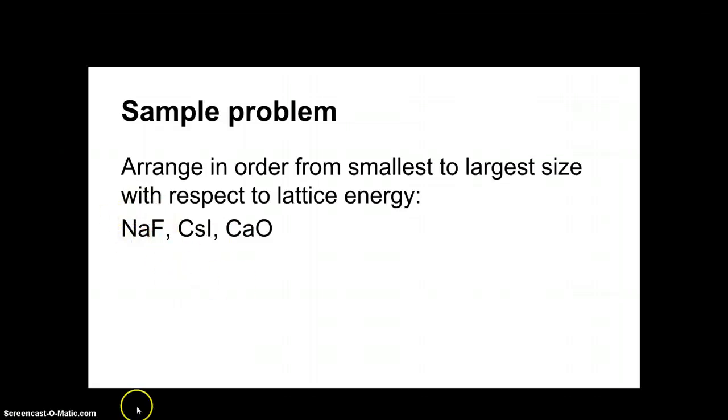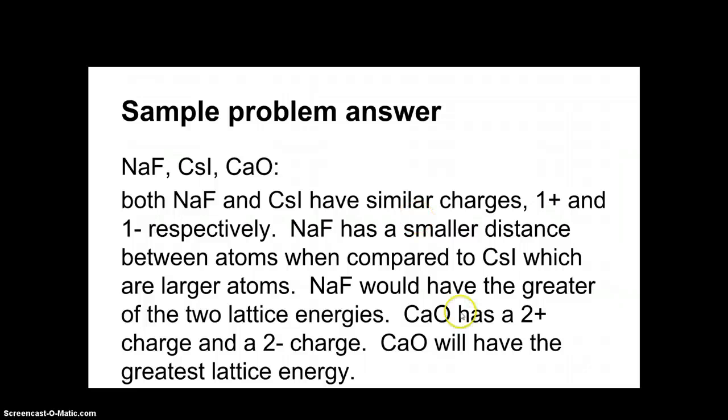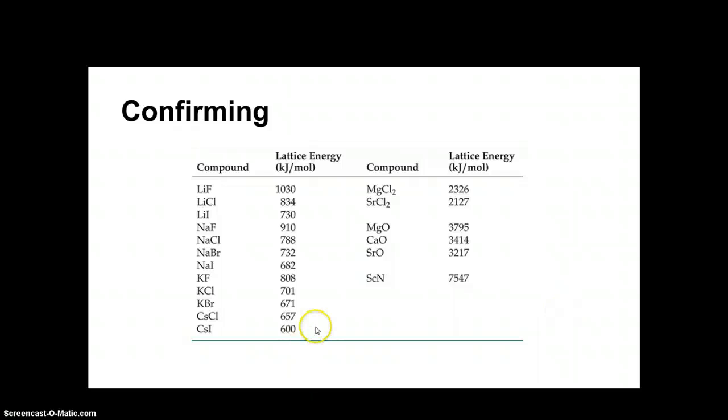So if I was going to line these up, CaO has the greatest lattice energy, and then NaF has a smaller distance, so it's going to have a greater lattice energy than CsI because these are going to be held together tighter. They're closer and smaller atoms. Let's take a look at another one, and we'll have you do this one now. We're going to confirm this really quickly.